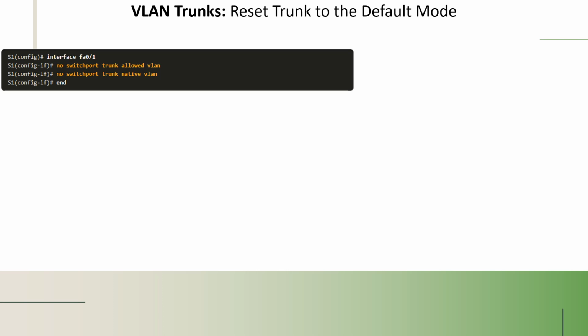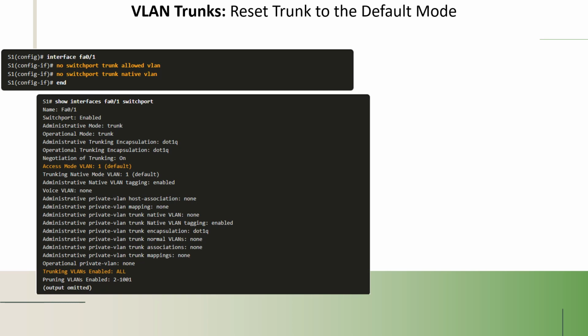And here it will be shown by using the show interface FastEthernet 0/1 switchport command. And as you can see, the switchport is enabled, is in the trunk mode, but it removed the trunk feature from FastEthernet 0/1. As you can see, the trunking VLANs enabled is for all kinds of VLANs, and the native VLAN is VLAN 1.